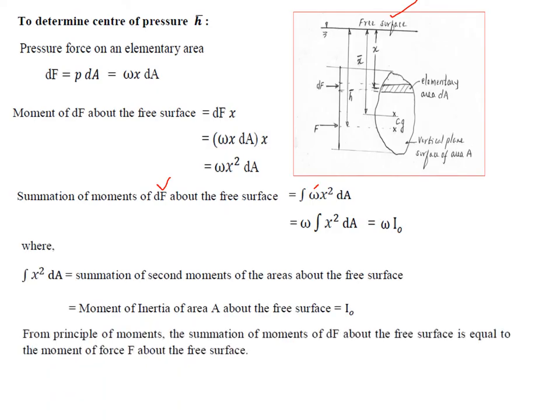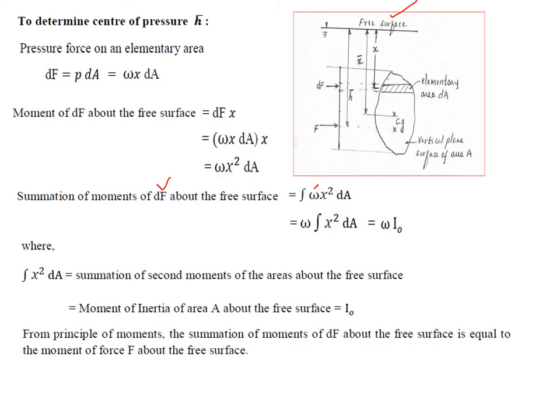Now we know, from the principle of Varignon's theorem or the principle of moments, that the summation of moments of the forces dF about the free surface is equal to the moment of the resultant force about the free surface. Varignon's theorem states that the moment of the resultant about any axis, that is the free surface, is equal to the summation of the moments of its components about the same axis, that is the free surface.